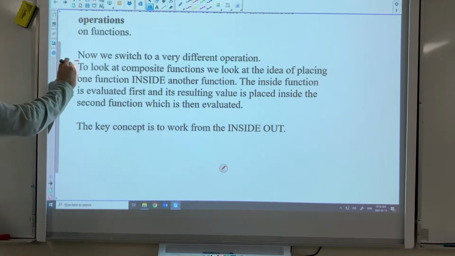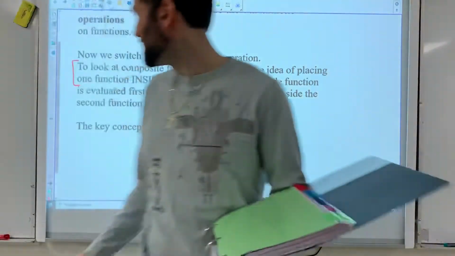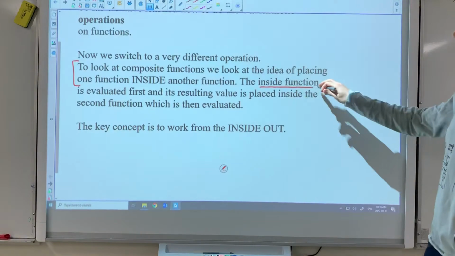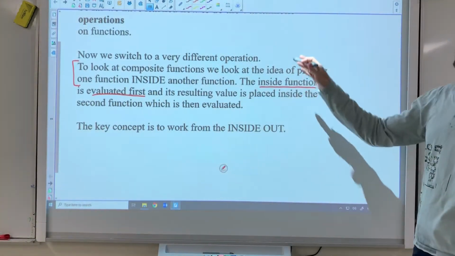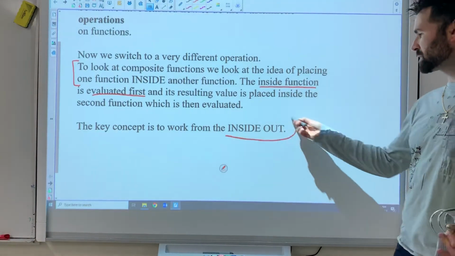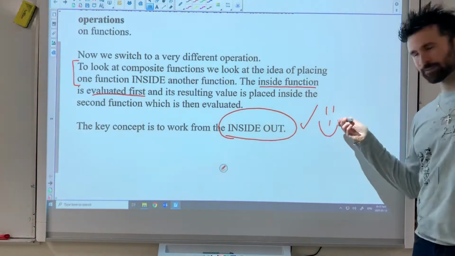So here it is. To look at composite functions, we look at the idea of placing one function inside another function. The inside function is evaluated first. Okay, and then the resulting value is placed inside the second function, and then that's evaluated. So just remember to work inside out, and you will be okay. Give you a smiley face.